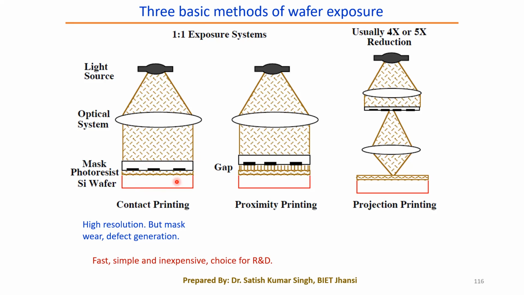Okay, the resolution will be very high, but the problem in this system is that when we want to reduce the feature size, the volume density of the devices within the wafer will be very large. With this hard contact between the photo mask and the wafer, it will damage your photo mask as well as the wafers, and the defect density will be very high. So this is one of the problems.